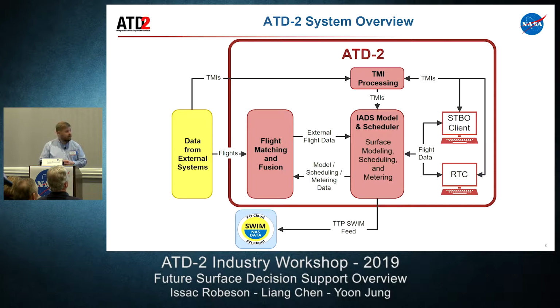We display that data on our STBO client, which is more aimed at ATC. The ramp does have access to that, but it's more the ATC tower view. Then we also display that on our ramp traffic console, RTC, and we'll be talking more and demoing that today. We have an entire track, two sessions, on RTC. If you want to learn more about RTC, those are at the end of tomorrow. And then as we add all that value, we publish that data back out through the TTP feed, the TFDM terminal publication service.